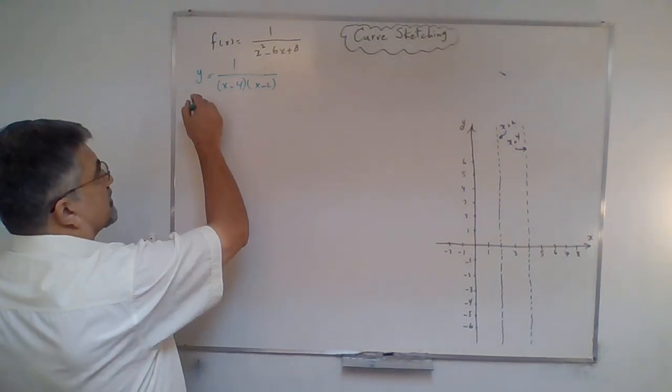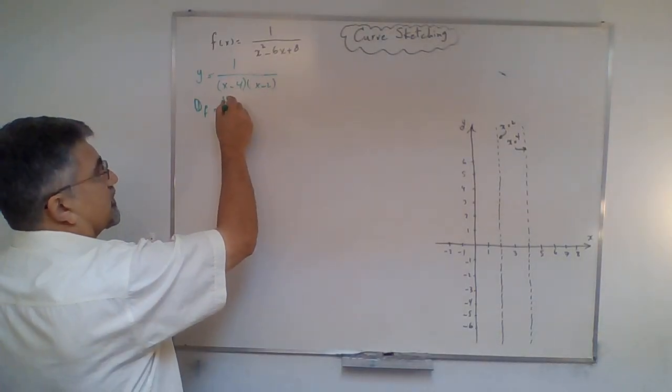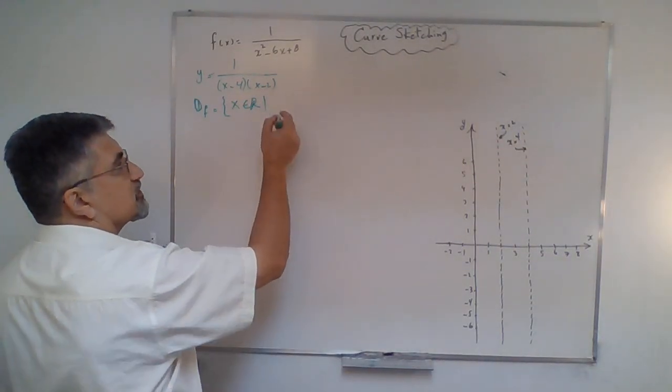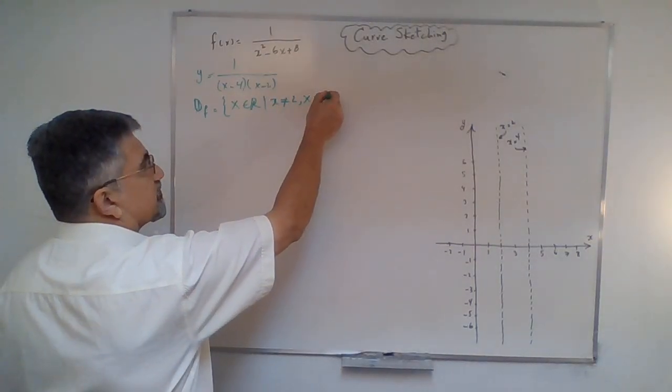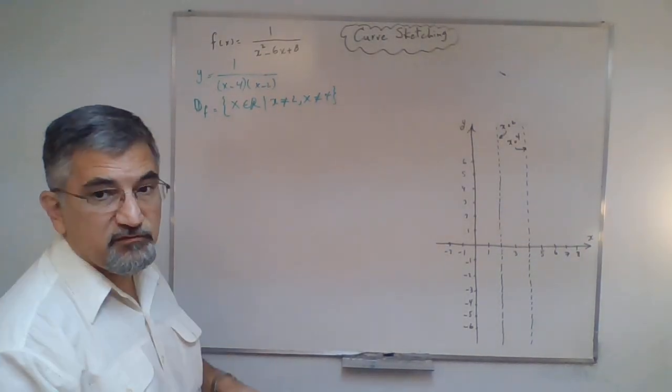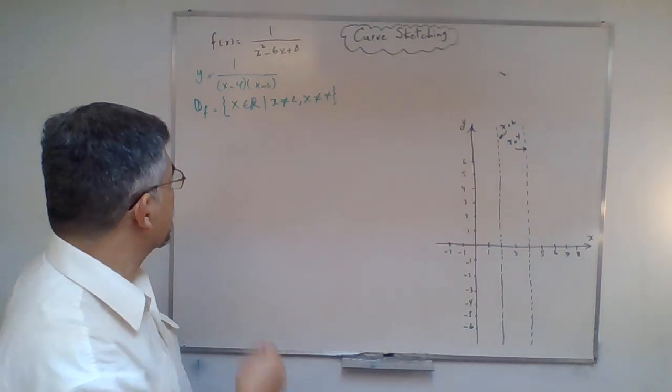So we're going to say the domain of the function is the set of all real numbers such that x can be any number except 2 and except 4. It cannot be 2, it cannot be 4. So that's the domain of the function.